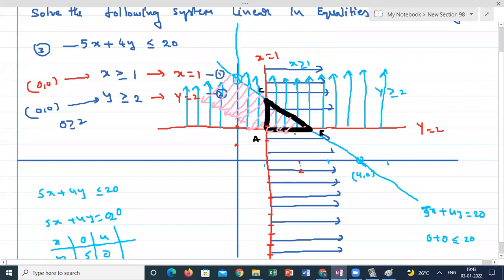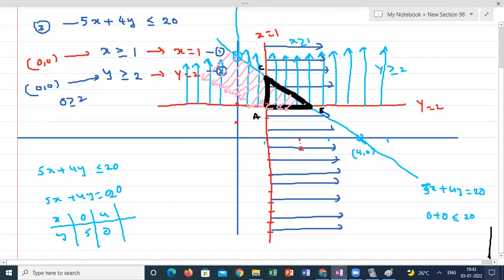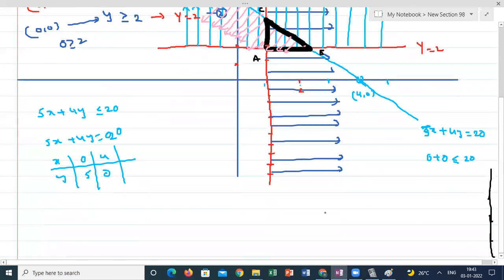So AB, we have an equation, BC also we have an equation. So the region which is bounded by the lines AB, BC and AC, and the points lying on the triangle, is also the solution set of the given system of linear equations. Or you can write it like this also. The solution set you can write like this. I already gave the name, which is bounded.